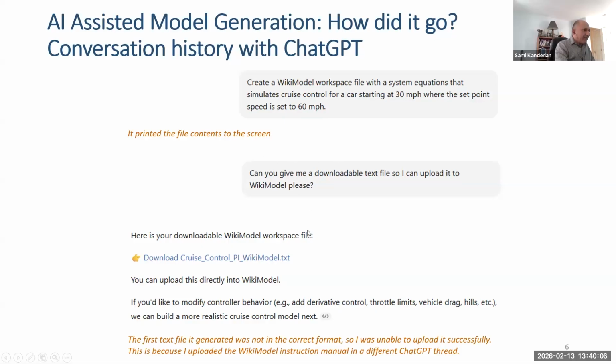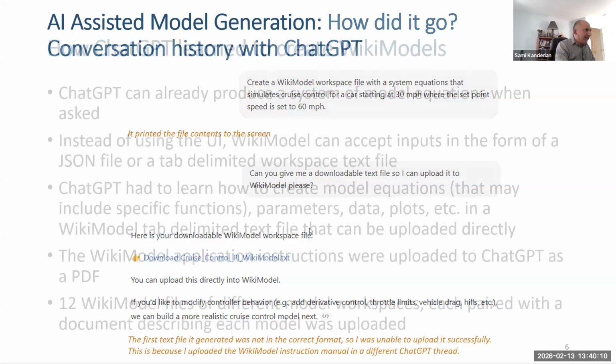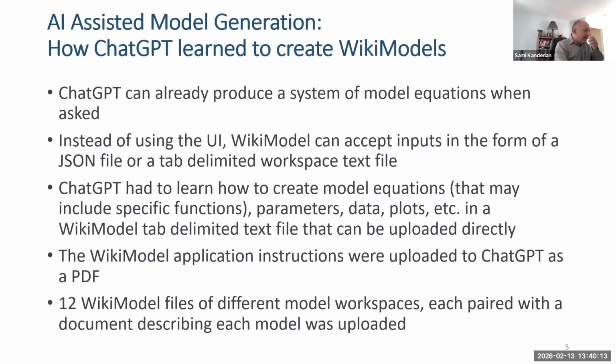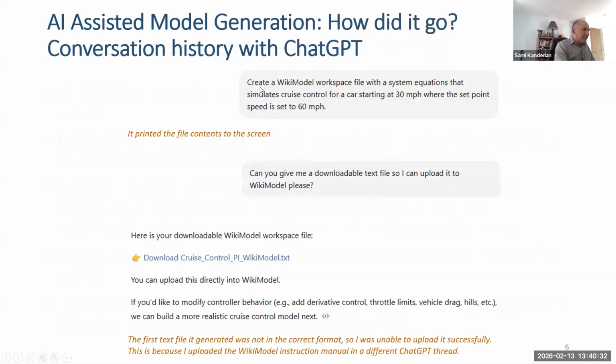Before this, I trained ChatGPT by uploading the WikiModel application instructions, and from that it learned how to create a file that I can upload. I also gave it 12 examples to learn from. But this is a new problem. I never gave it this to learn from.